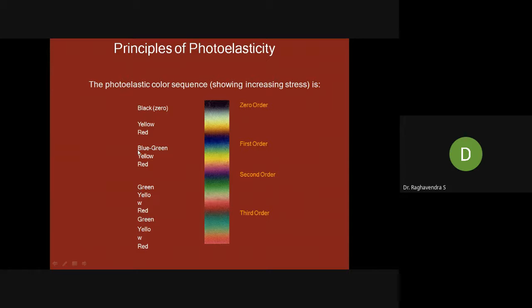One order is blue, green, yellow, red. Blue, green, yellow, red. This is first order. Green, yellow, red, green. Green, yellow, red, green. Second order. Okay, like this. This is the order of fringes.